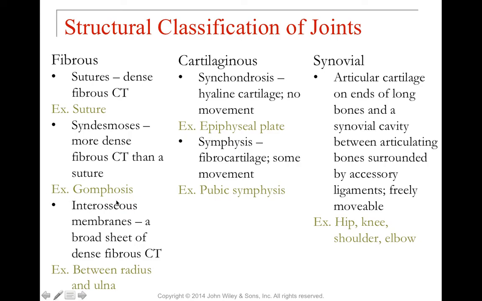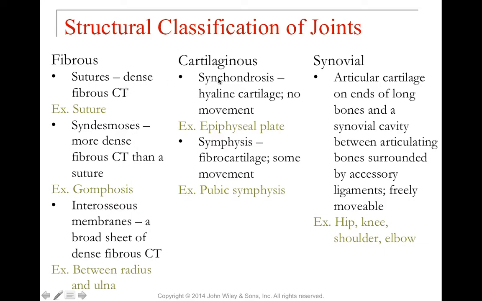And another example is gomphosis. So gomphosis is basically where your teeth are going to interact with the bone. And another example is between the radius and the ulna. So these are going to be joints that generally aren't going to be mobile. They're not going to be moving at all, really.